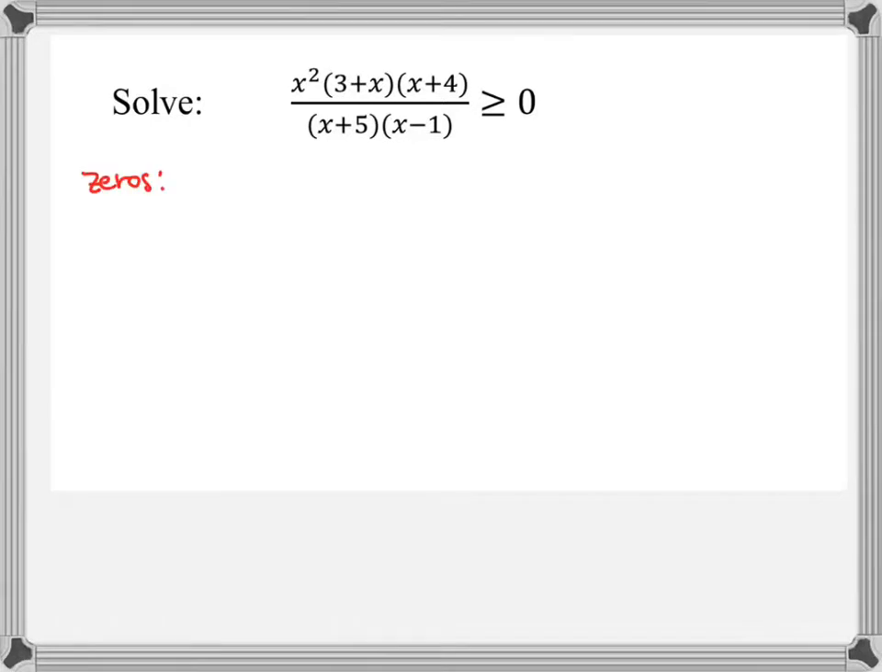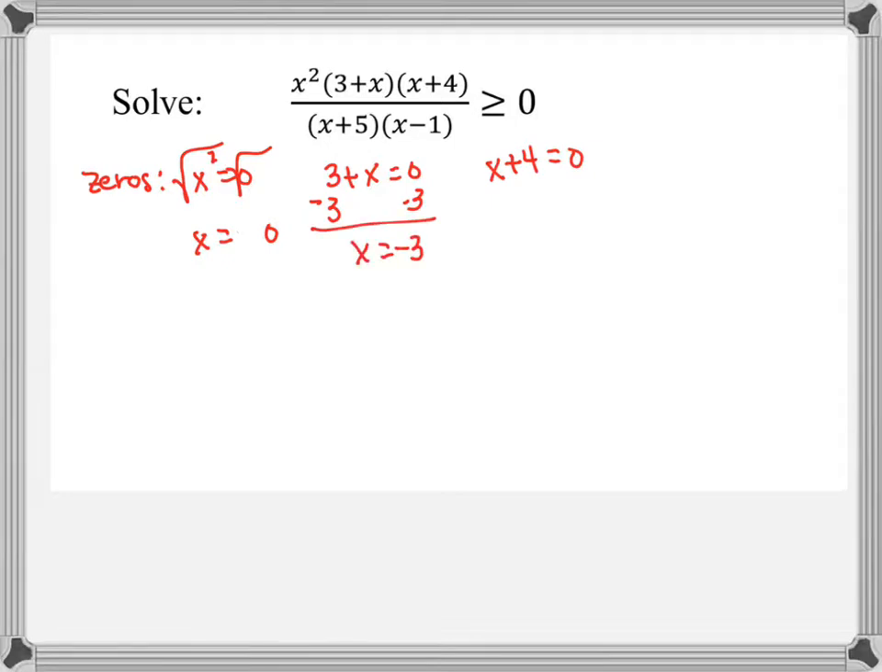So let's find my zeros by setting each of my numerator factors equal to 0. X squared equals 0. 3 plus x equals 0. X plus 4 equals 0. In the first one, I'll square root both sides. X equals plus or minus 0, but because it's 0, that just means x equals 0. I will subtract 3 from both sides here and get x equals -3. I'll subtract 4 and get x equals -4. So I have 3 zeros, 0, -3, and -4.